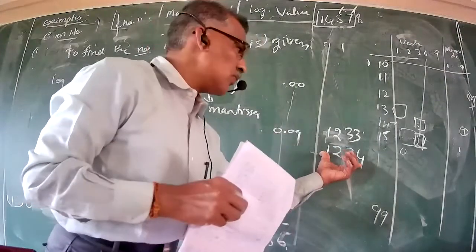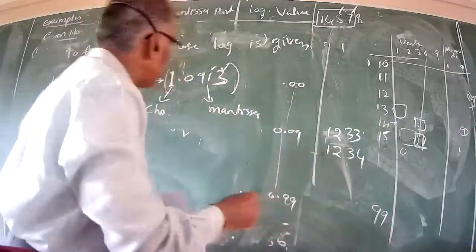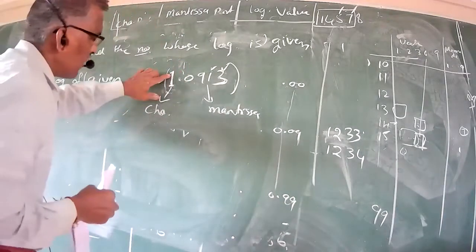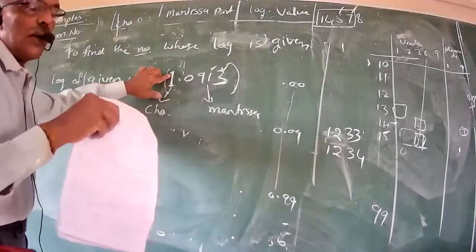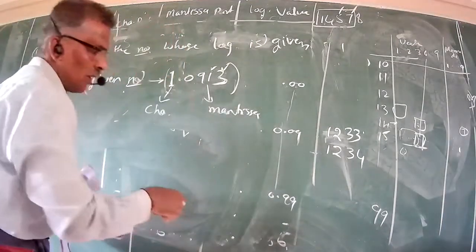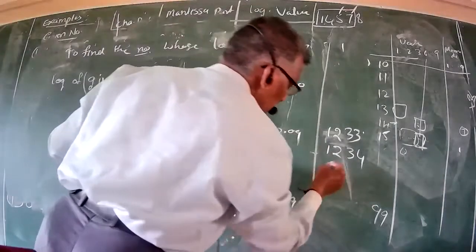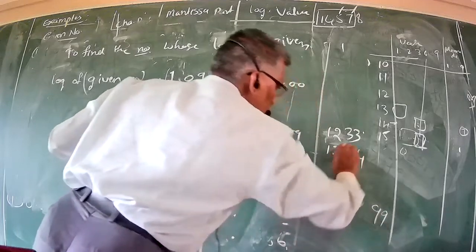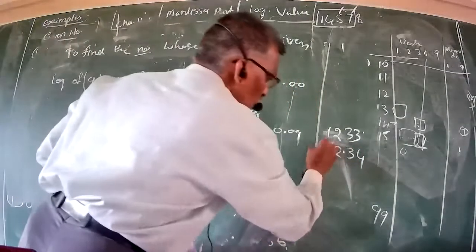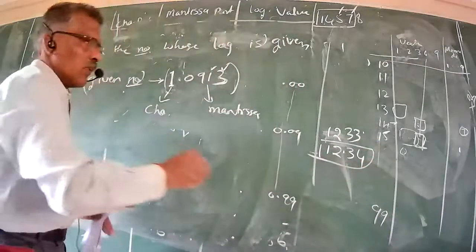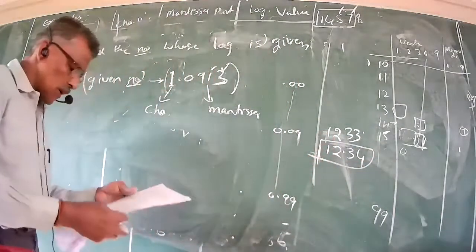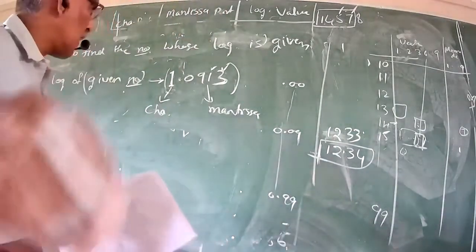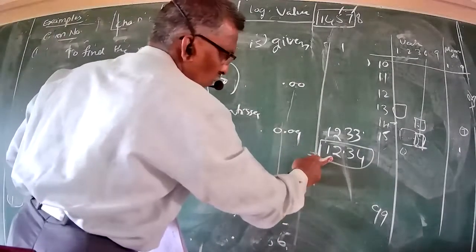Now our next step is to place the decimal point. Consider the characteristic part. Here 1 is there, so add 1 to it: 1 plus 1 gives you 2. So place the decimal point after two digits. So that becomes 12.34. This is the final answer for the given value, 12.34.